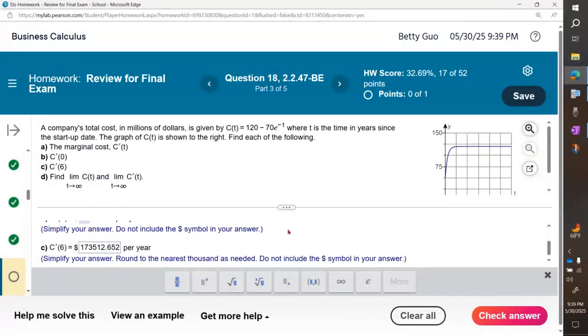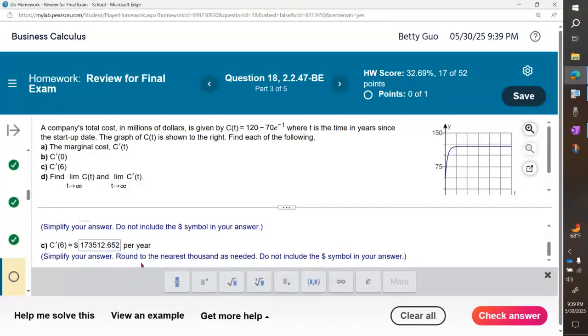Of course, rounded to the nearest tens makes more sense, but it requires us to round to the nearest thousandth. Oh, hold on. My bad. Almost made a mistake. Rounded to the nearest thousand, not thousandth. That means this is ones, this is tens, this is hundreds, this is thousands. That means we're going to do 4,000 here.